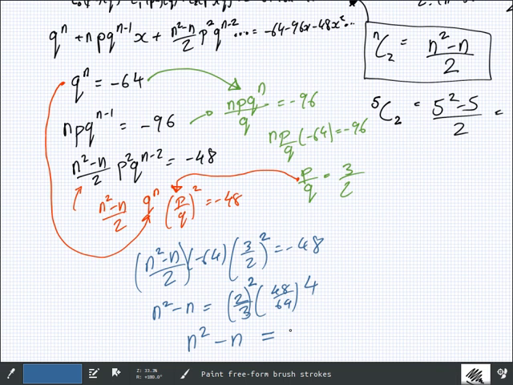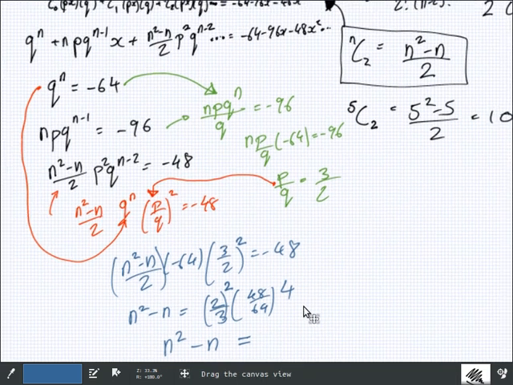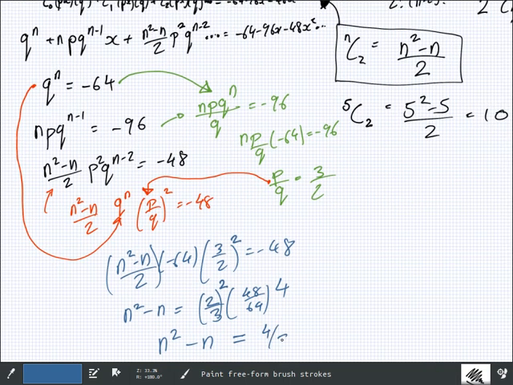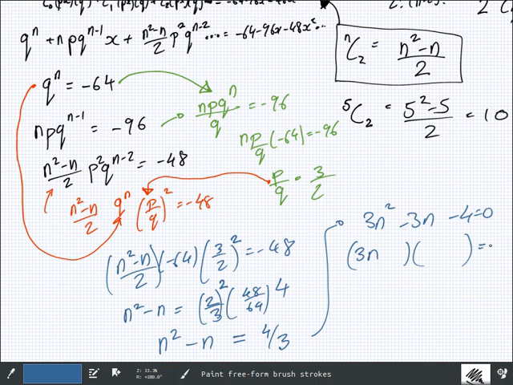Probably a fraction, is it? Yeah. What is it? 4 over 3, is it? Yeah? Right? That looks believable. I can believe that. Right, so if we clean that up a little bit, that'll be 3n squared minus 3n minus 4 equals 0. I sure hope this has factors. Yes and no. Is that factors or not?